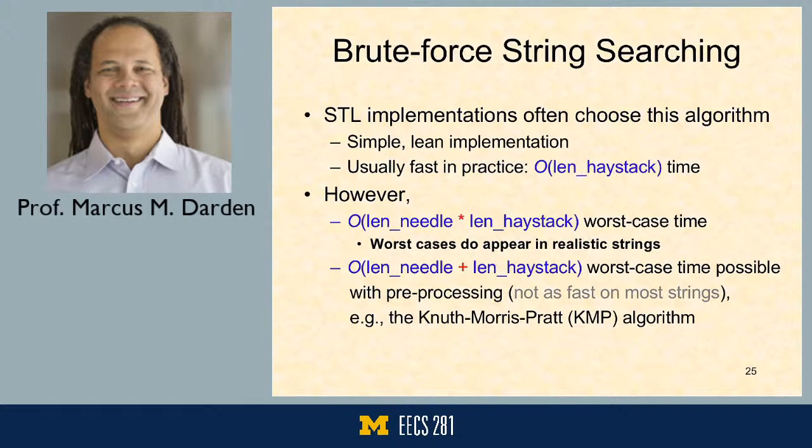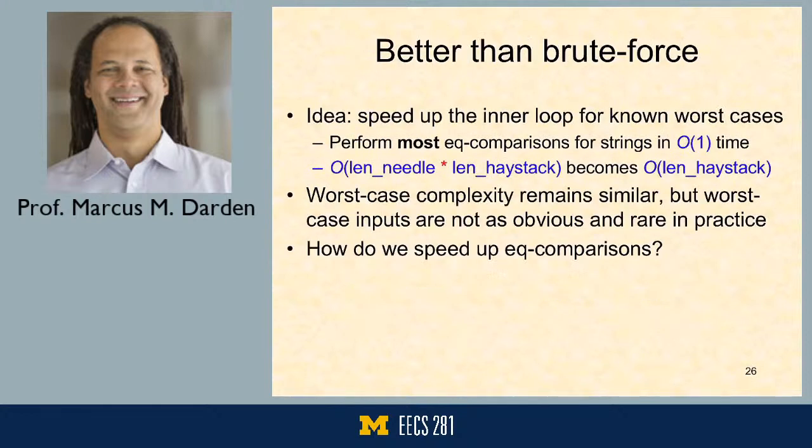When that's the case, we've got another method of speeding up this search that's better than brute force. And what it's going to end up giving us the complexity of is a big O of len needle plus len haystack, where the worst case is len needle times len haystack. Now if I can just add the two together, I can end up with something that's quite a bit shorter. And this is done with some pre-processing, so it's not as fast on most strings, but we can do some pre-processing, and then that will speed us up as we work our way through this. And the KMP algorithm is an example of that. The Knuth-Morris-Pratt is a string searching algorithm that ends up better than brute force.